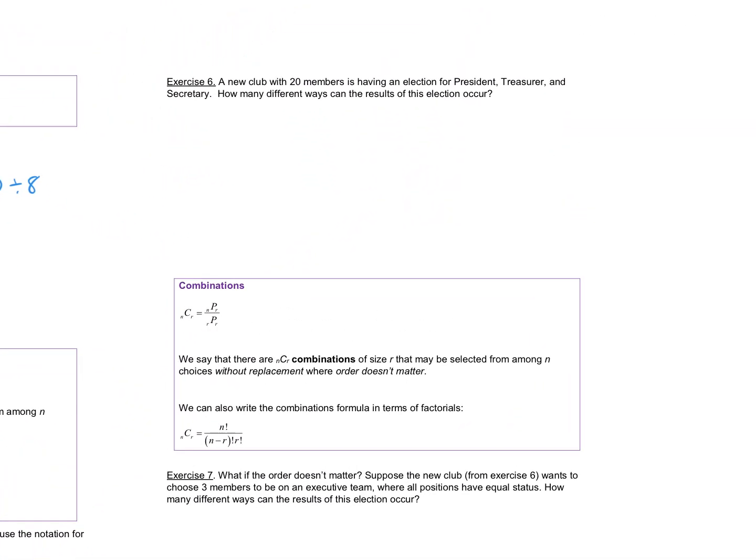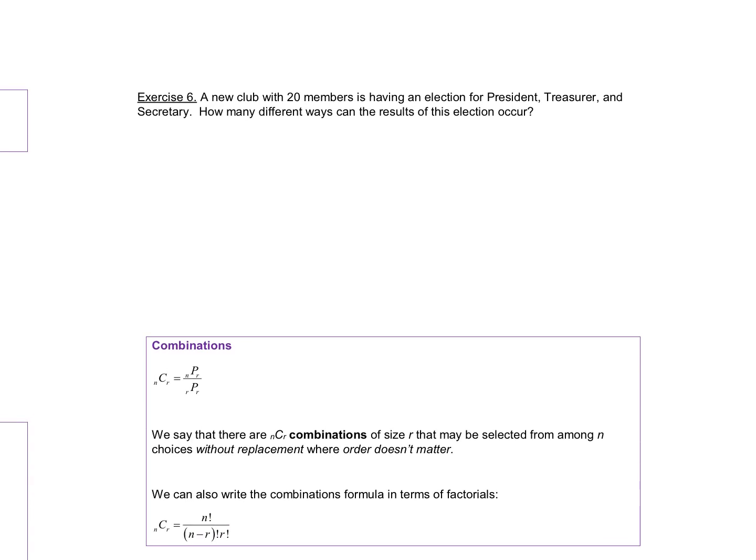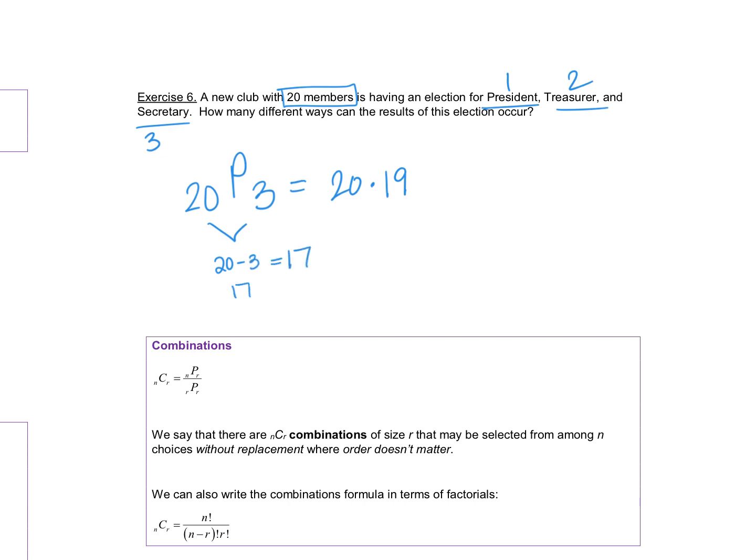For exercise number 6, we're looking at a club that's going to have 20 people in it, and we want to have a president, treasurer, and secretary. So we're saying that we have 20 people we want to choose from. We're going to choose 3 people from it, and the order matters because let's say the first one is president, second one's treasurer, third one's secretary. So using that definition, we know that this would be 20 times counting down until I could take 20 minus 3, which is 17, and take the 17 and add 1, which is 18. So I'm going to keep counting down until 18, which is really just one more time.